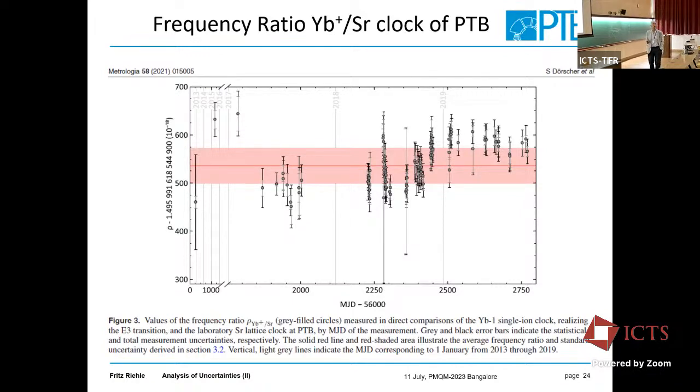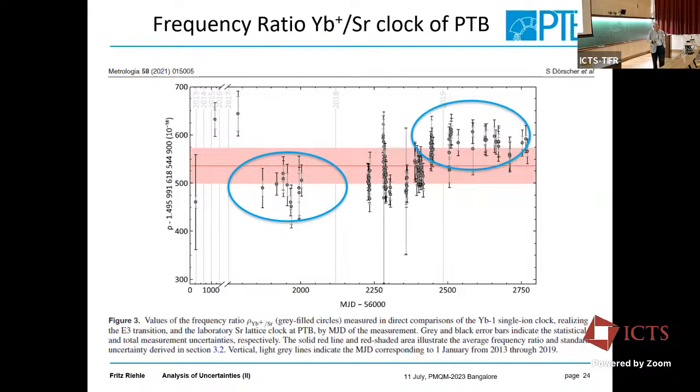And at first glance, it looks not very bad. But if you look more closely, okay, then you would say this is much lower than here.